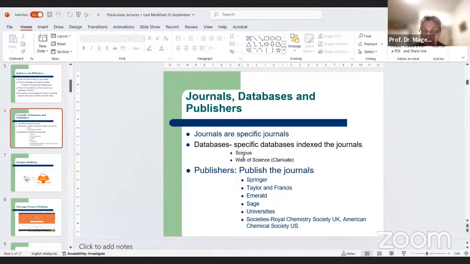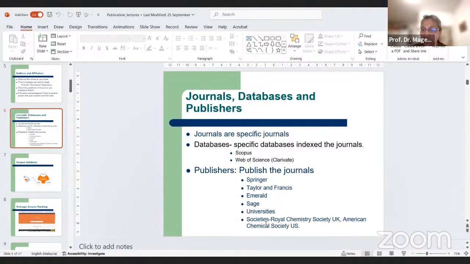So database, you kena faham, database. Database dengan publisher lain. Jangan kamu confuse di antara database dengan penerbit. Penerbit lain, database lain. So Scopus ni adalah database. Siapa penerbit dia? So the penerbits are Springer, the penerbits are Taylor Francis, Emerald, Sage, like University Pendidikan, University Science Malaysia. We have our own penerbit. University Malaya, we have our own penerbit. So all these are penerbit university.